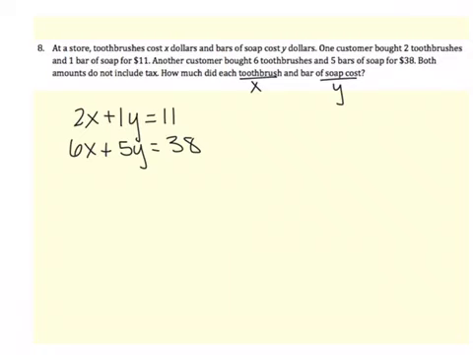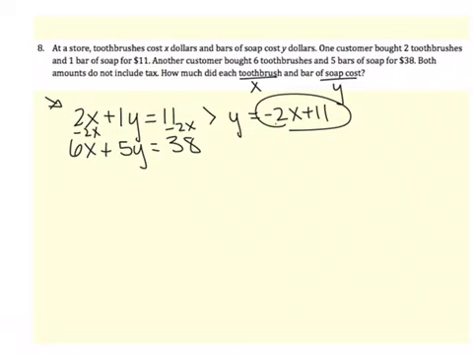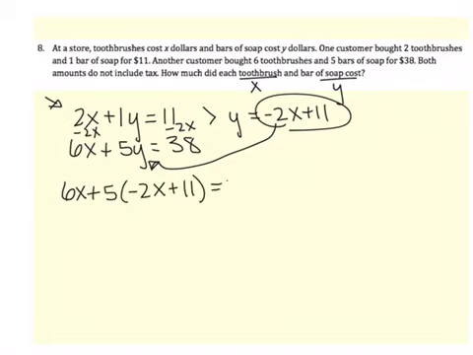In this situation I don't have a y equals, but in that first equation I can easily solve for y. I can get y alone by subtracting 2x from both sides. So my new equation is y equals negative 2x plus 11. I can plug that in for the y in my second equation, so I end up with 6x plus 5 times negative 2x plus 11 equals 38.